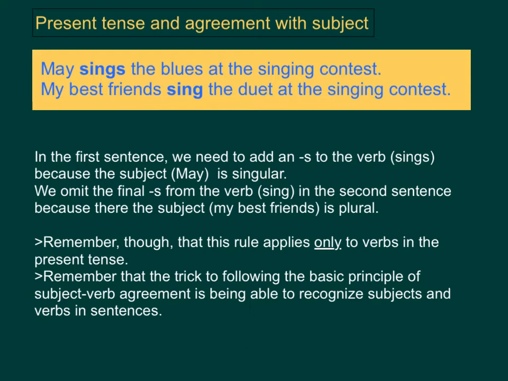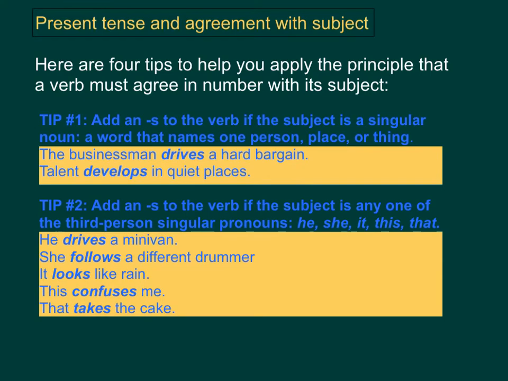Also remember that the trick to the following basic principle of subject-verb agreement is being able to recognize subjects and verbs in sentences. Here are 4 tips to help you apply the principle that a verb must agree in number with its subject. Tip 1. Add an s to the verb if the subject is a singular noun. A singular noun could be a word that names one person, place, or thing.